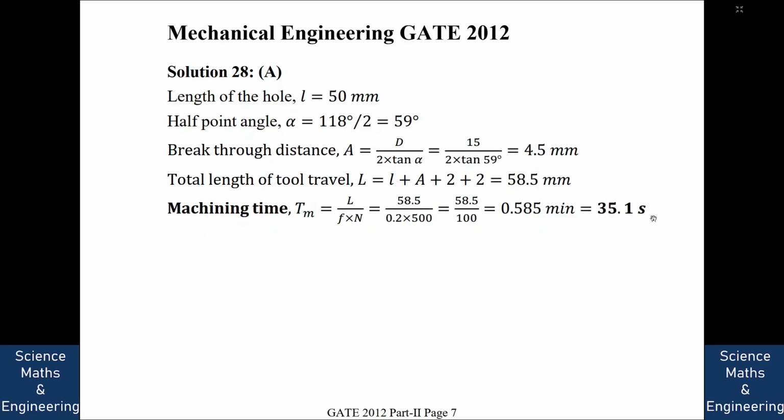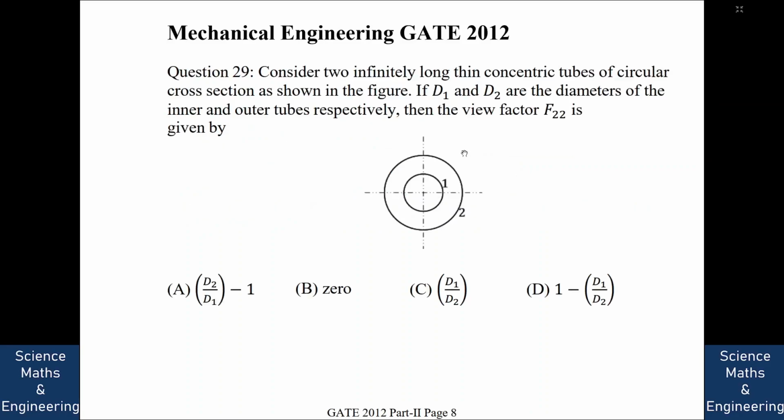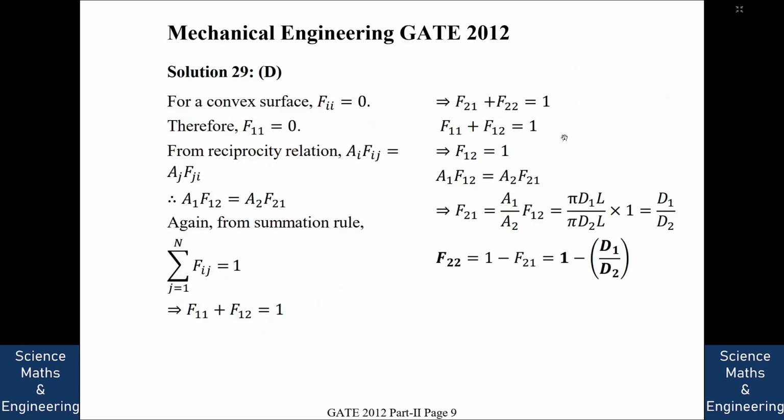Okay, so we'll go to the next question. Consider two infinitely long thin concentric tubes of circular cross section as shown in the figure. If D1 and D2 are the diameters of the inner and outer tubes respectively, then the view factor F22 is given by, so this is a heat transfer problem. So the answer is, see, for any convex surface Fii is equal to 0.